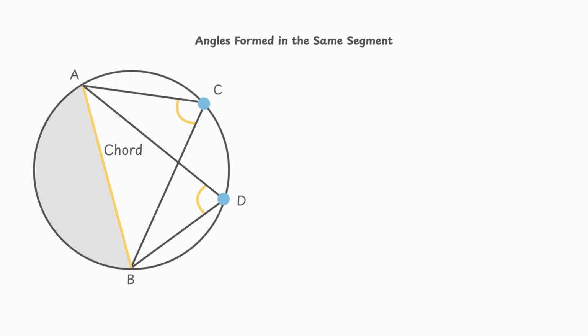Now let's bring everything together and focus on the key rule for this topic. We are now looking at angles formed in the same segment, and this is one of the most powerful circle theorems. First, look at the chord. We have a chord from A to B. Now notice something important. There are 2 angles, one at point C and another at point D. Both of these angles are formed using the same chord, AB. They are also looking at the same arc of the circle. This is the key observation.